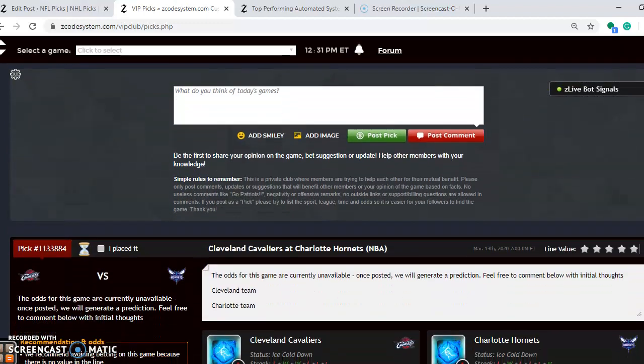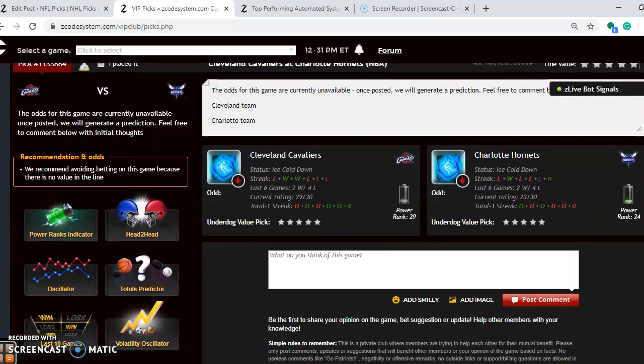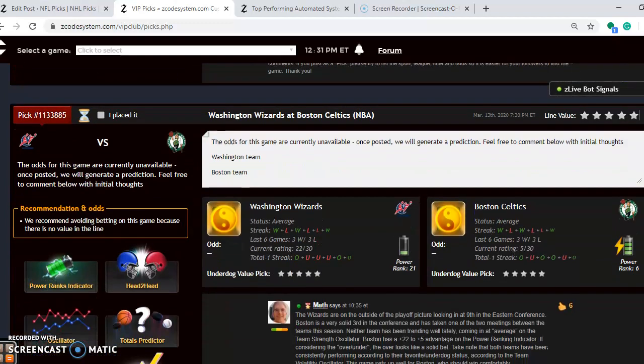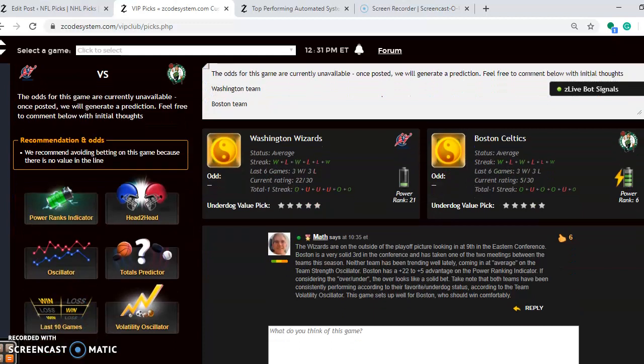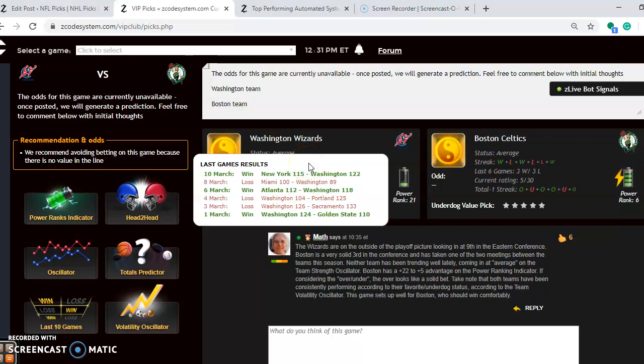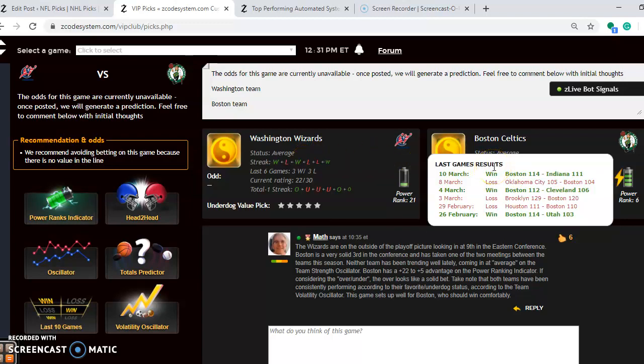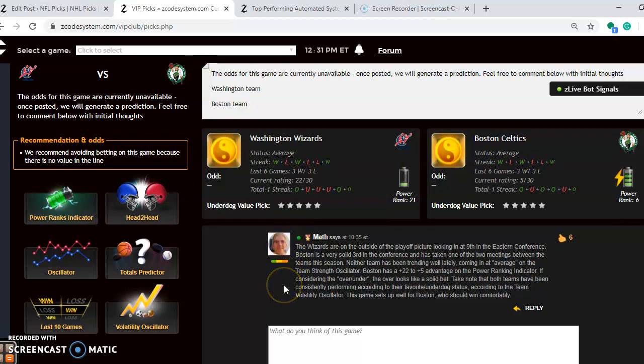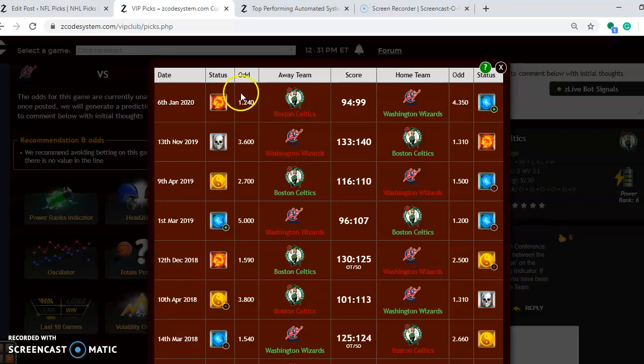Scroll down through here, and the first matchup we want to look at is the Washington Wizards at the Boston Celtics. Notice both teams are average status at the moment. Washington has won three out of their last six, and you can see Boston has also won three out of their last six. The Wizards are on the outside of the playoff picture looking in at ninth in the Eastern Conference. Boston is a very solid third in the conference and has taken one of the two meetings between the teams this season, as you will see under this head-to-head matchup thing here.